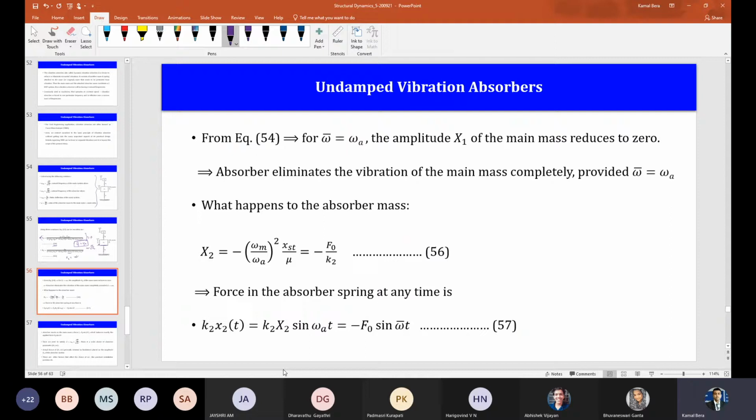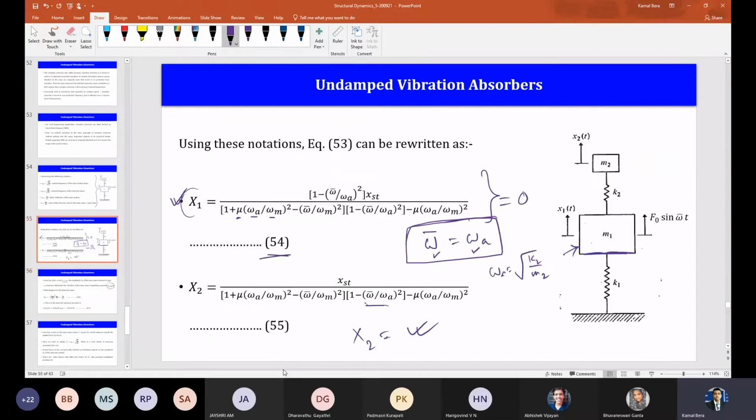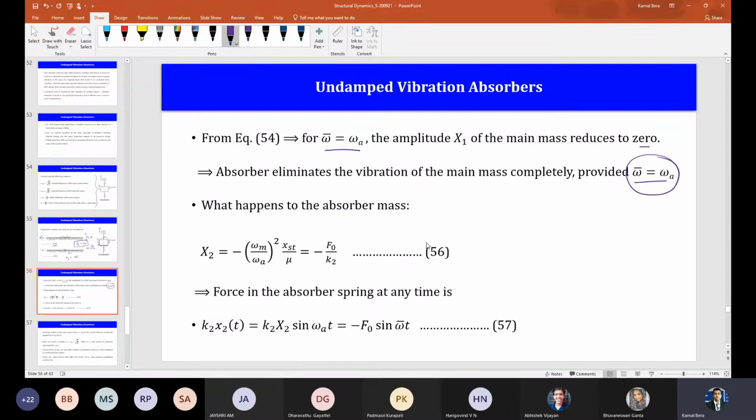So as I just mentioned, if omega bar equals omega A, the amplitude x1 of the main mass reduces to 0. So what does that mean? The absorber eliminates the vibration of the main mass completely, provided this condition is satisfied. The motion of this mass is eliminated because x1 is equal to 0. What about x2? If I simplify it, I will get x2 equal to minus f naught by k2.